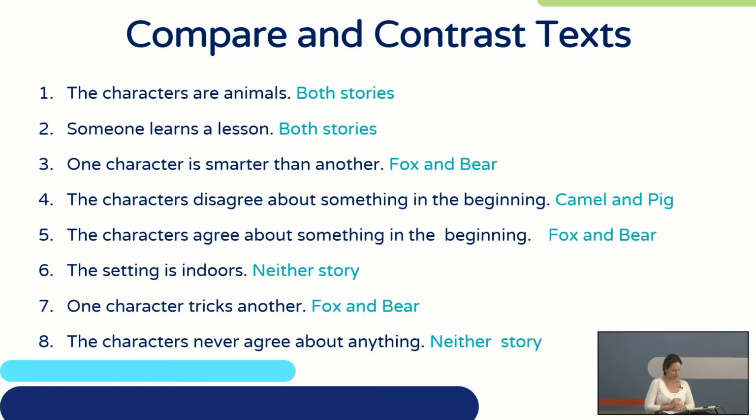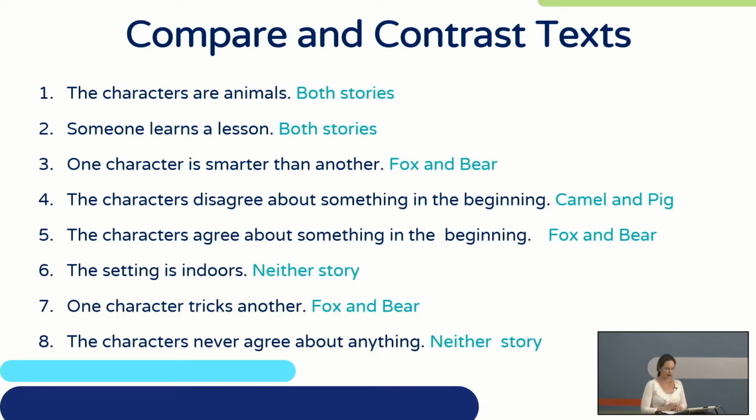One character is smarter than another. In which story is this true? This is true in the Fox and Bear story. Fox is smarter than Bear. Fox tricks Bear, right? He tricks him so that Fox will eat the corn, and that when the crop turns to turnip, Fox will still eat the turnip also, and Bear always gets left out. He doesn't get to eat anything good.